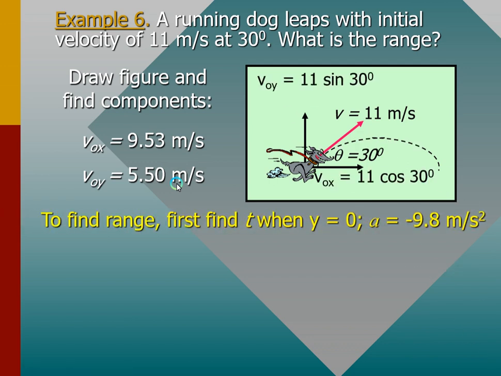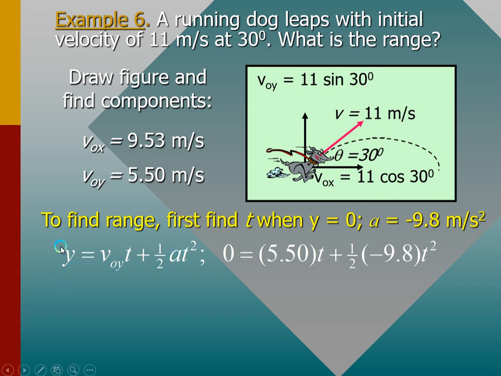Okay? So we find the range. To find the range, we need to know the time when y is equal to 0. So we equate this to 0. Take note, from here, y is equal to 0. So V0y t plus 1 half a t squared, same as in the previous problem, will be equal to 5.50 t plus 1 half times negative 9.8 t squared.